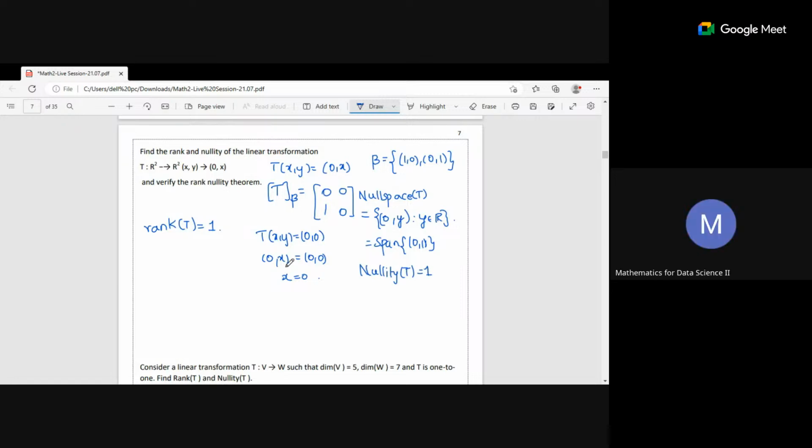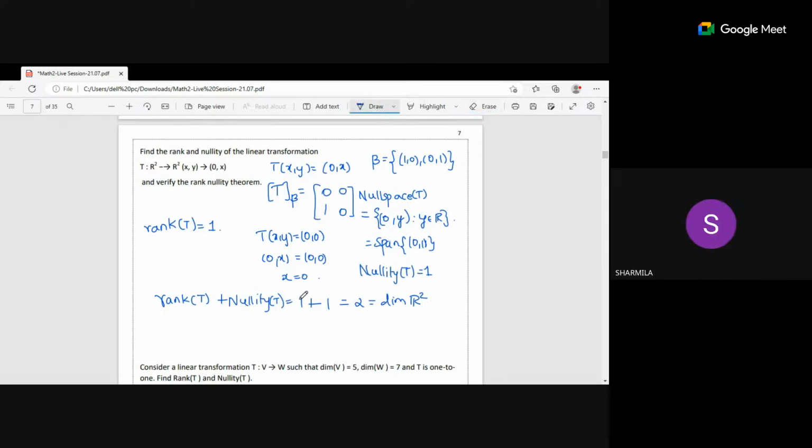Right? So now what is your rank nullity theorem saying? Rank plus nullity. Here in this case it is 1 plus 1, which is equal to 2, and that is nothing but the dimension of R2. So we have verified rank nullity theorem.